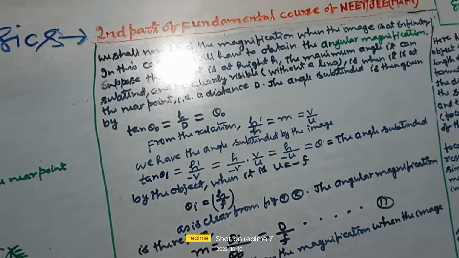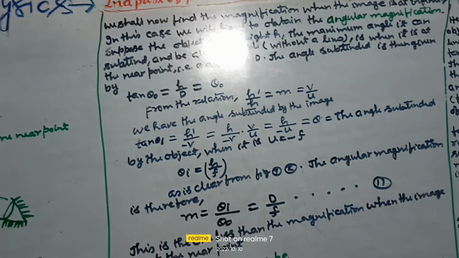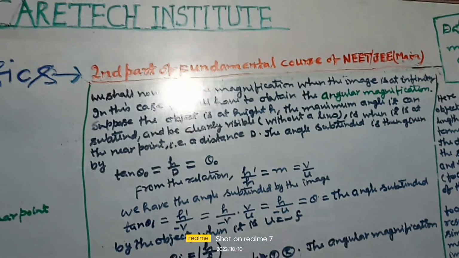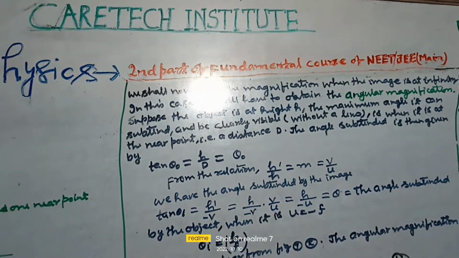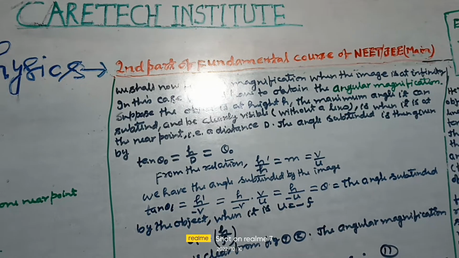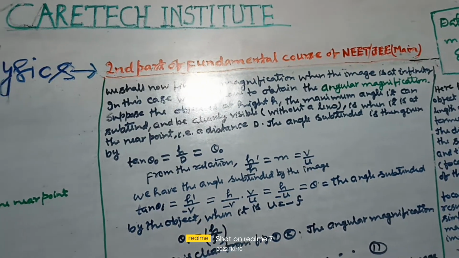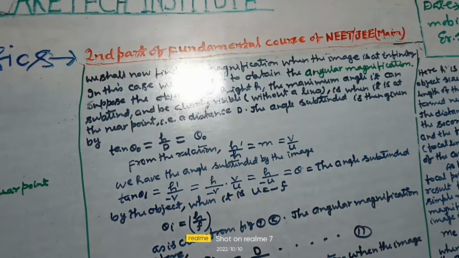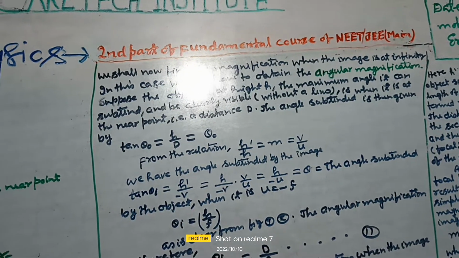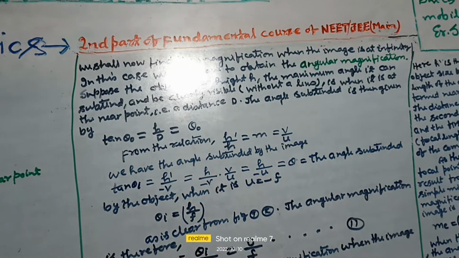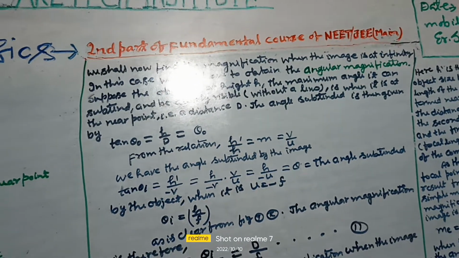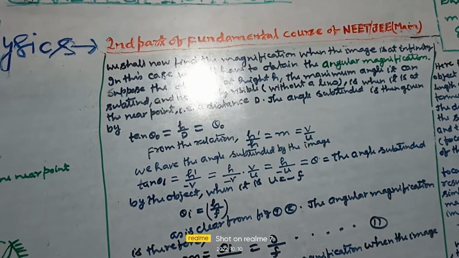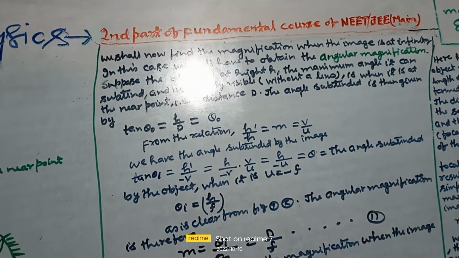Now we shall find the magnification when the image is at infinity. In this case, we will have to obtain the angular magnification. Suppose the object is at height h. The minimum angle it can subtend and be clearly visible without a lens is when it is at the near point, which means a distance D. The angle subtended is then given by tan θo = θo = h/D, from the relation h'/h = m = v/u.